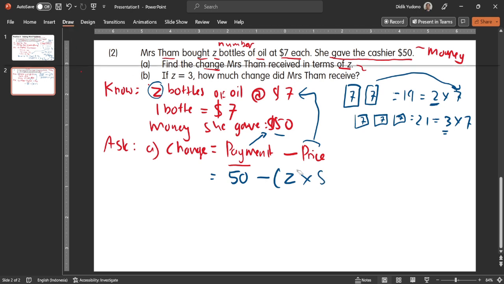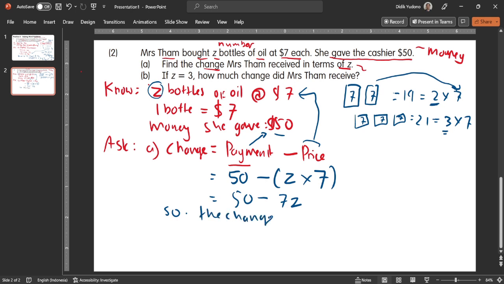Okay, later we use the dollars. Let's just write the numbers. Okay, now 50 minus Z times 7, and Z times 7 is 7Z. Okay, so that's the answer of the first question. So the change is 50 minus 7Z dollars.